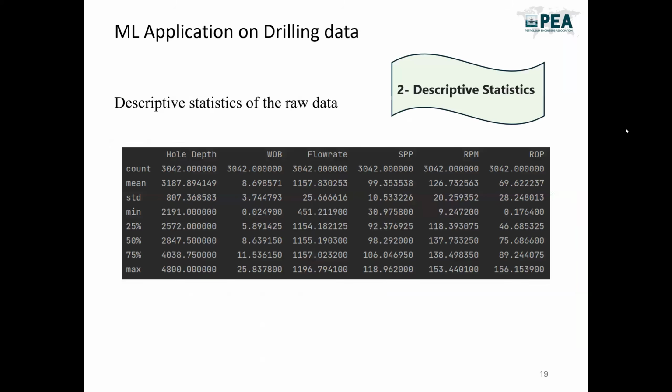The next step is the descriptive statistics. We need to find out what information we got from those Excel files. If you look at this box, we have hole depth, weight on bit, flow rate, standpipe pressure, RPM, ROP, the same information that I got in the Excel file. But the difference here is that we also went through the number of data points that we have per parameter. It is 3042, exactly the number that we had in the Excel file.